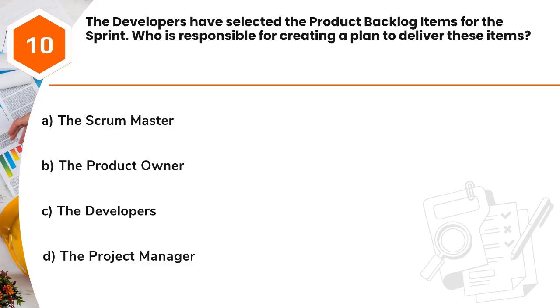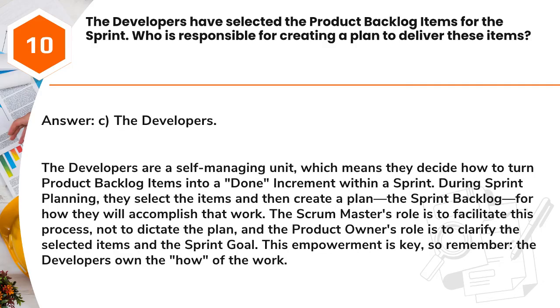Question 10. The developers have selected the product backlog items for the sprint. Who is responsible for creating a plan to deliver these items? A. The Scrum Master. B. The product owner. C. The developers. D. The project manager. Answer: C. The developers.